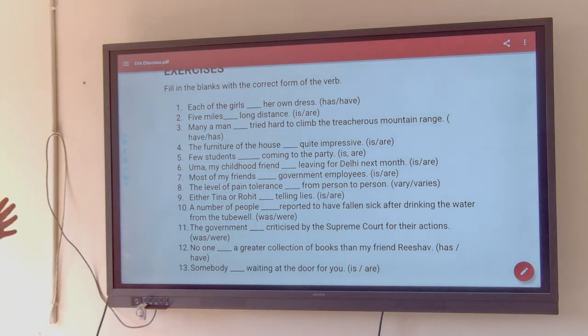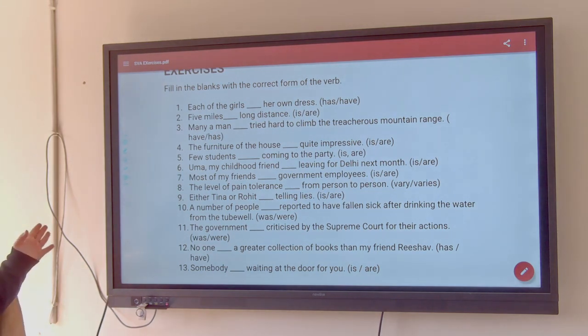"The few students dash coming to the party." Now, few students, we're talking about plural students, so we'll put the verb as plural. Few students are coming to the party. Sixth, Uma, my childhood friend, which is a singular person, is leaving for Delhi next month. Seventh, "most of the friends dash government employees." Most of the friends is considered plural, because we're talking about a plural identity. Most of the friends are government employees.